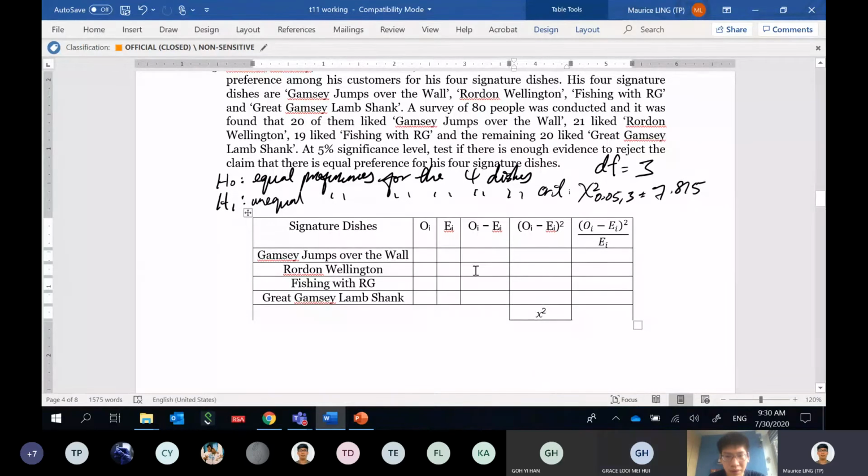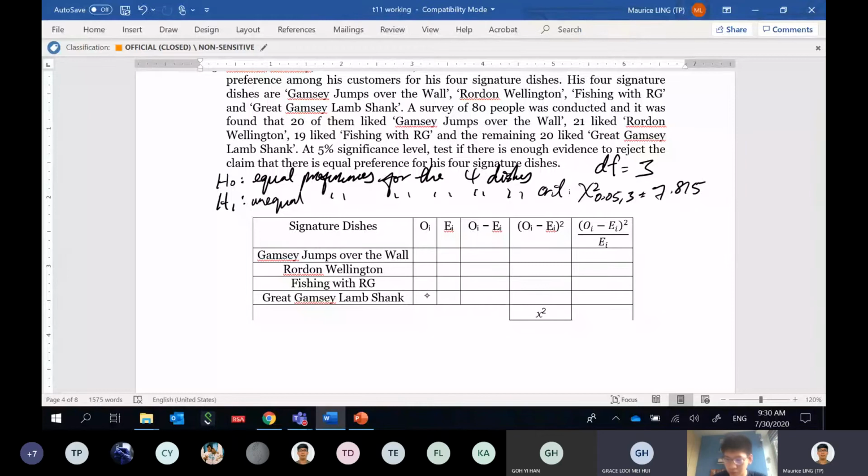Same thing, fill up these two sets of numbers. So the observed is what? The first one will be 20, then 21, 19, and 20. Expected? 20 for everything. How about your chi-square value? 0.1. Correct.